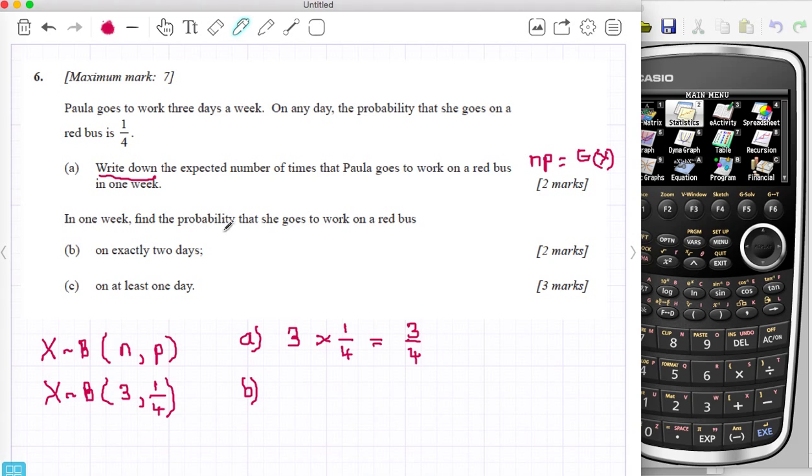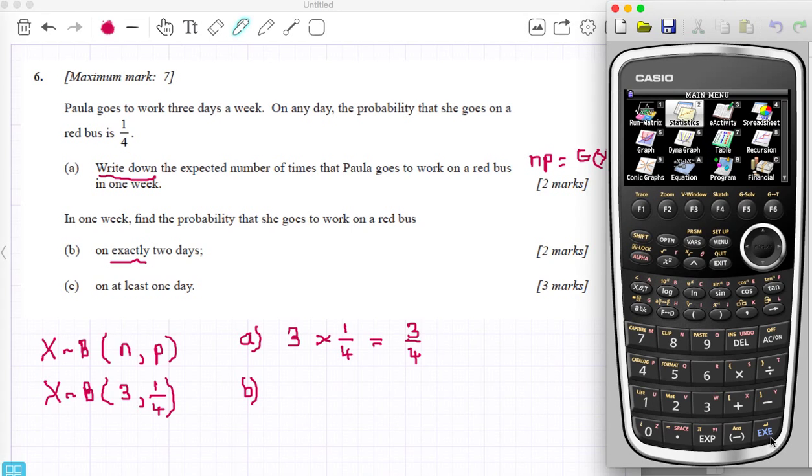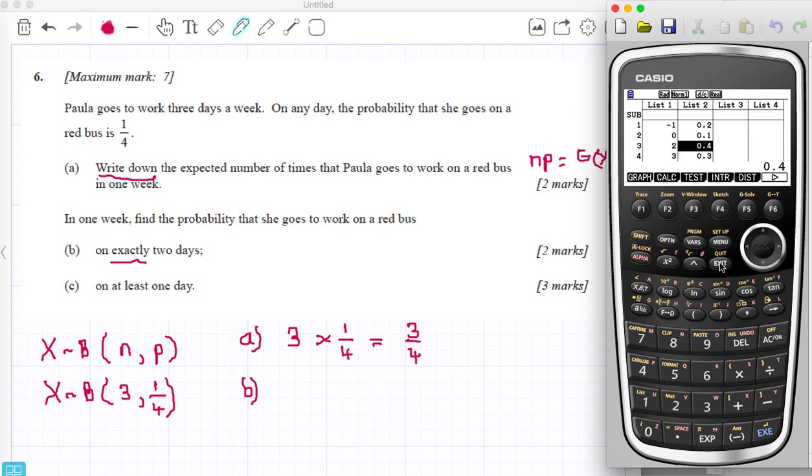Now B is going to bring into play the calculator and the binomial distribution. On 1 week, find the probability that she goes to work on a red bus on exactly 2 days. So 2 days a red bus, 1 day a not red bus. Now, this is a binomial probability. I've already got these set up. I'm going to go to my calculator and find the distribution, binomial.